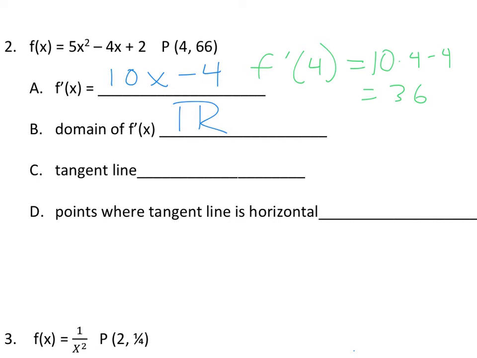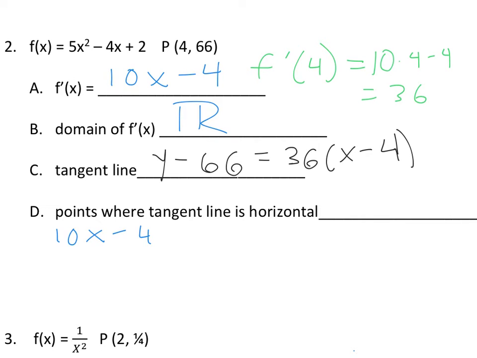So my tangent line is going to be y minus y1 equals m times x minus x1. Now, points where the tangent line is horizontal, this is a pretty easy one to set equal to 0. We're just going to say 10x minus 4 equals 0. We're going to add 4, divide by 10, and we'll get x equals 0.4 or 2/5.